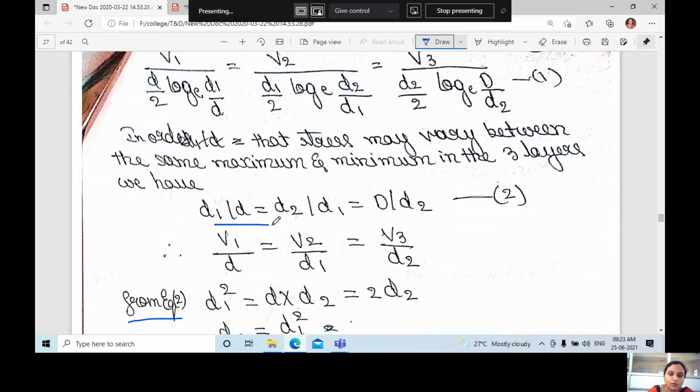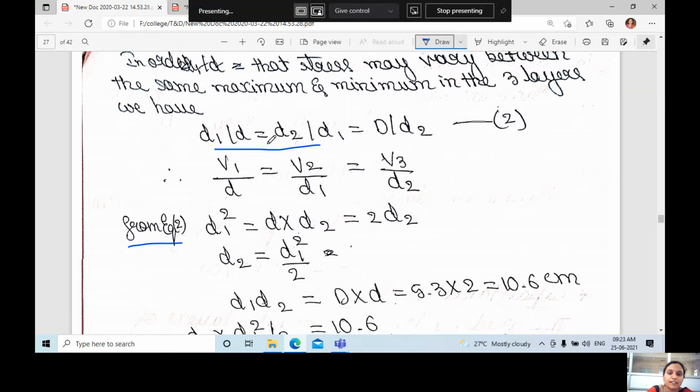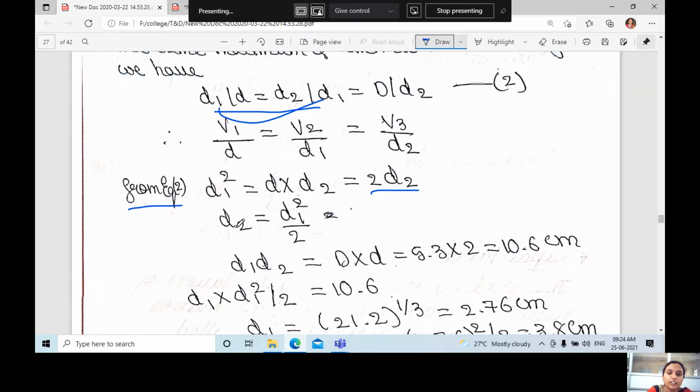If you consider these two, D1 divided by D, D2 divided by D1, you will get multiplied. So D1 square is equal to small d into small d2. What we can write? 2 times of d2. D2 is equal to d1 square divided by 2.